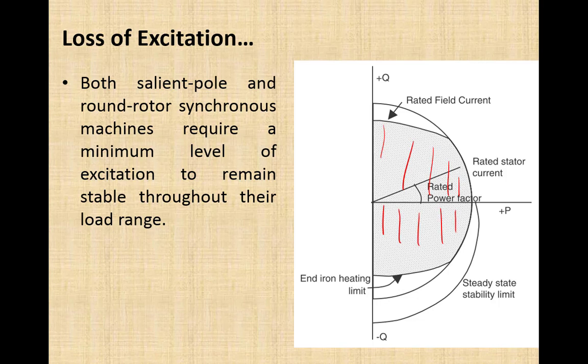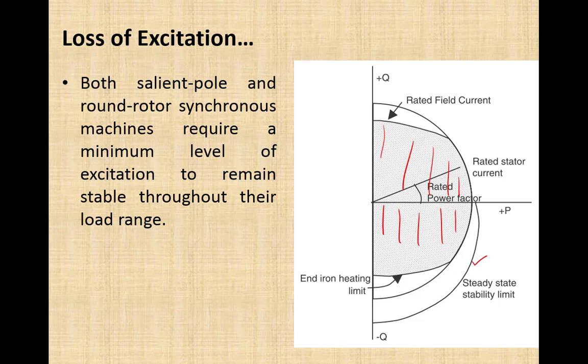Here is the steady state stability limit of the generator. Its operating point does not go beyond this value. So this is the level. If the generator output real power and reactive power go beyond this curve, the generator will become unstable. Once excitation has been lost, the control over real power and reactive power is also lost. The generator may draw very high current that may result in unstable operation.